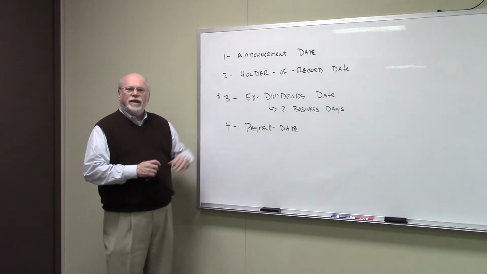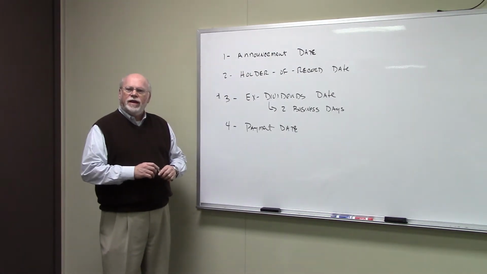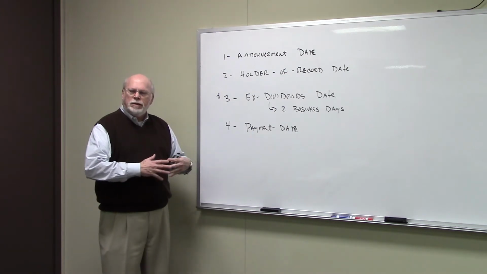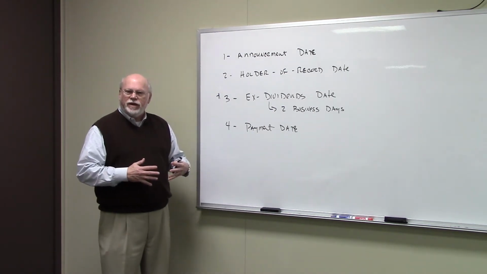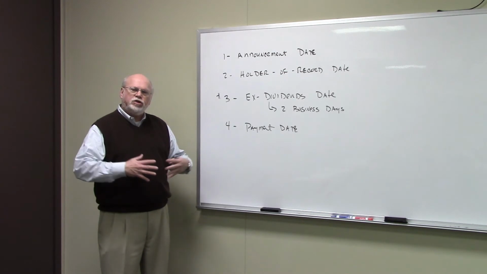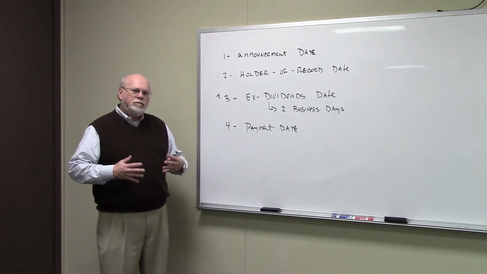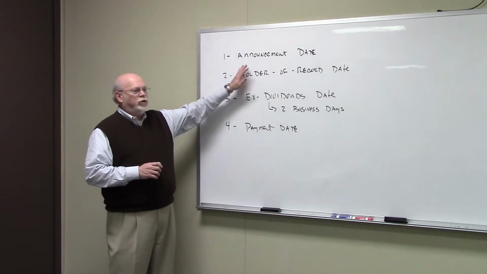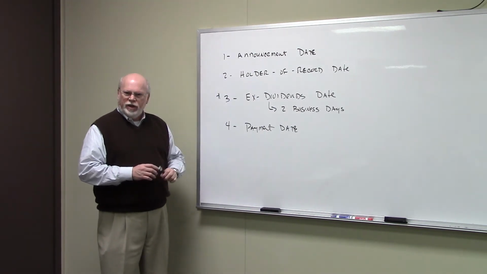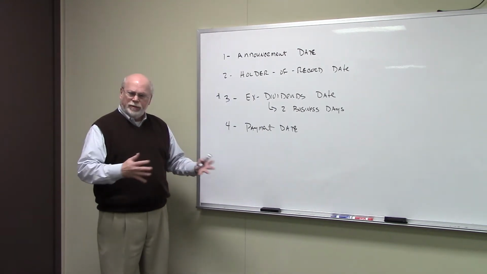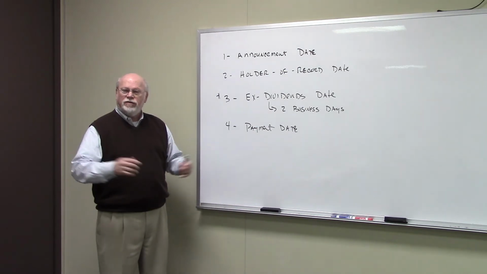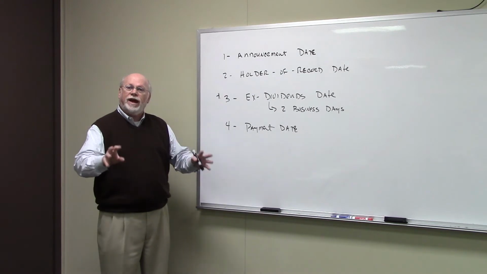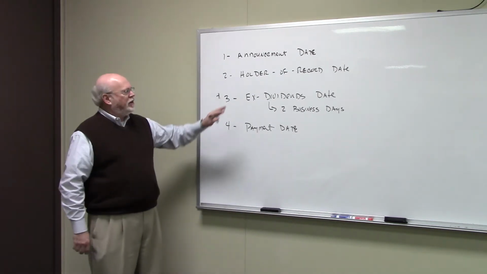Now, one date is called the announcement date. This is the date that the board announces the dividend. So maybe on August 1st, they announce that they're going to pay $2 a share in dividends, or if they're doing a quarterly dividend, they might say for this quarter we're going to pay 75 cents a share, or whatever the dividend is. But that's the announcement date. That's simply the date that the board announces the payment of the dividend.